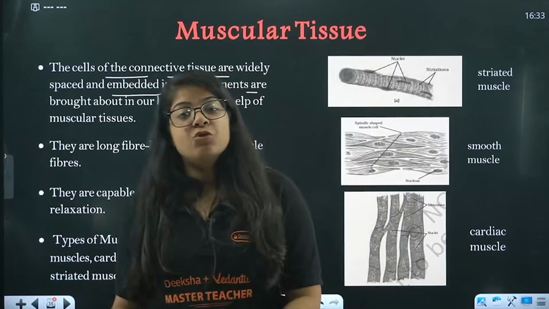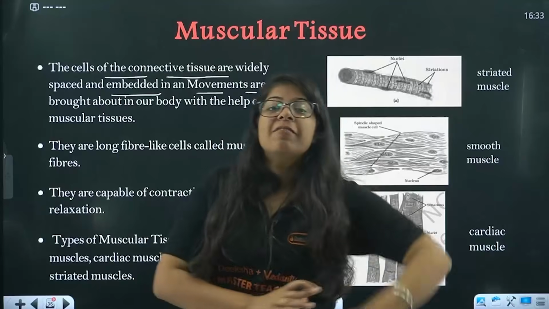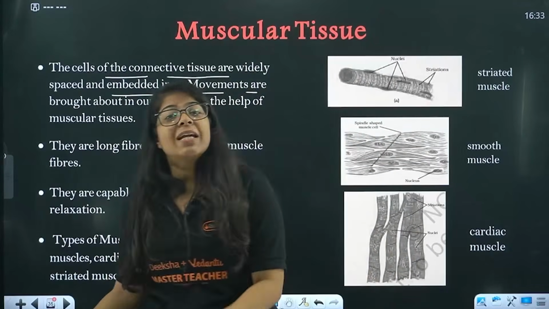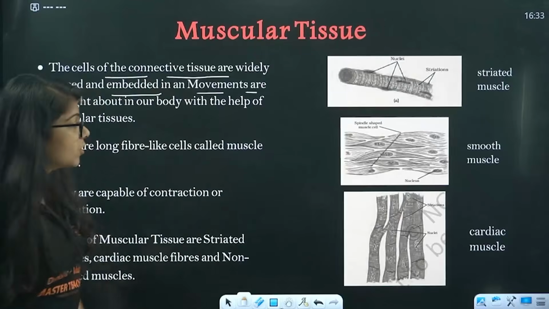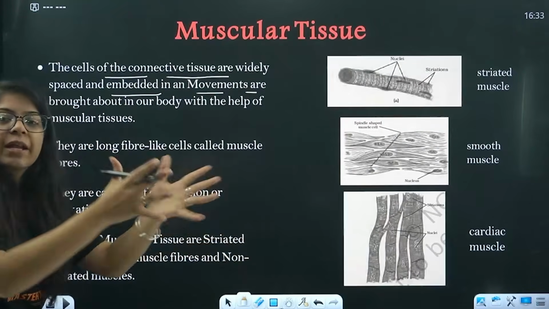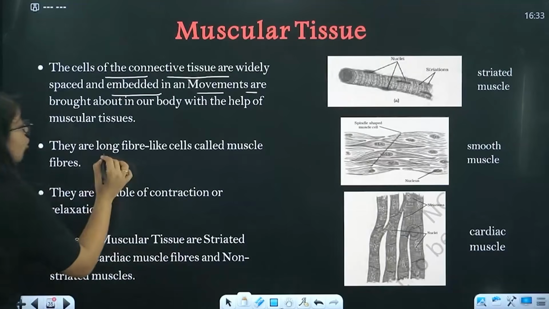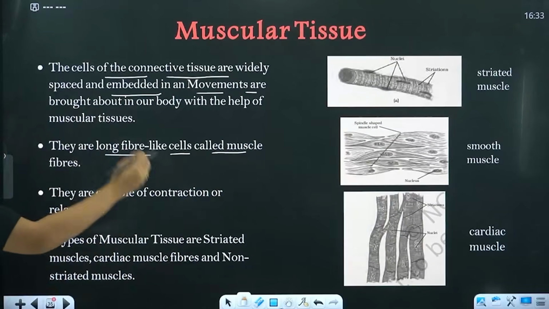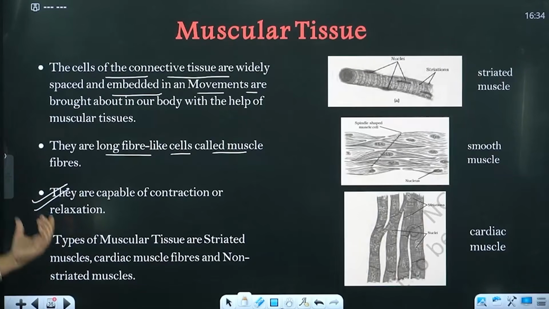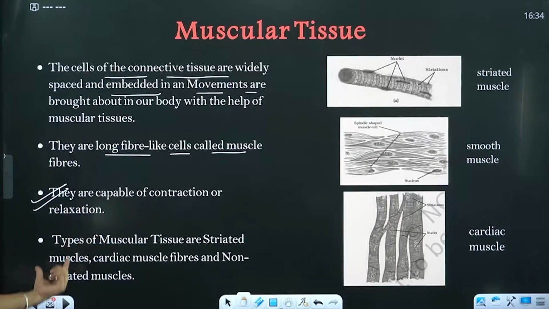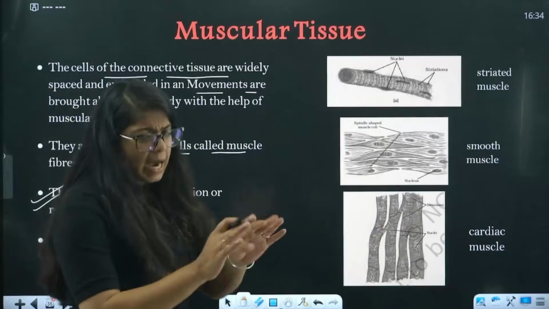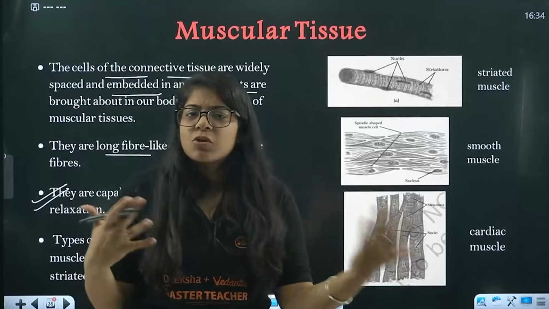And we have a tissue for these muscles, muscular tissues, which helps in the movement, which helps in better movement so that we don't injure our muscles, right? So, beta, these are widely spaced so that they can stretch, they can contract. These are long fiber-like cells called muscle fibers. They are capable of contraction and relaxation, right? These types of muscular tissues are striated muscles, cardiac muscles, and non-striated muscles. Until here, is it clear? Is it clear what muscular tissues are?